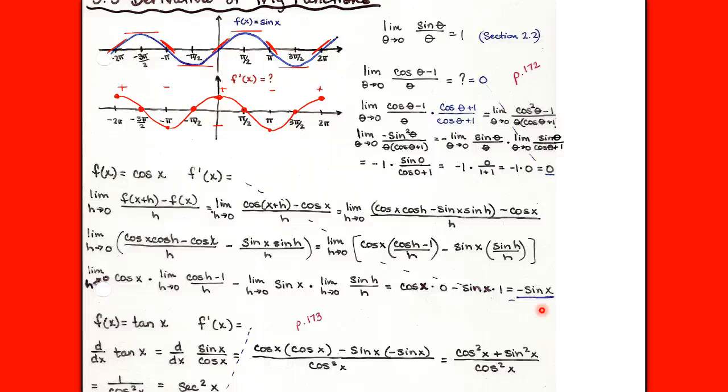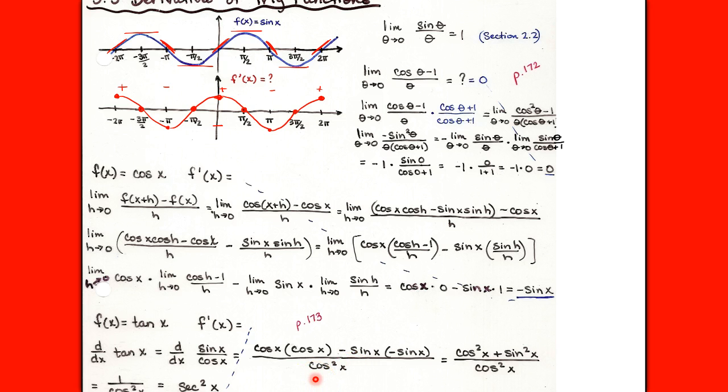Tangent is just sine over cosine. So if I rewrite tangent as sine over cosine, instead of having to use the definition of derivative, I could use some of my shortcuts. Like I could use quotient rule. I could say denominator times derivative of numerator minus numerator times derivative of denominator all over denominator squared.